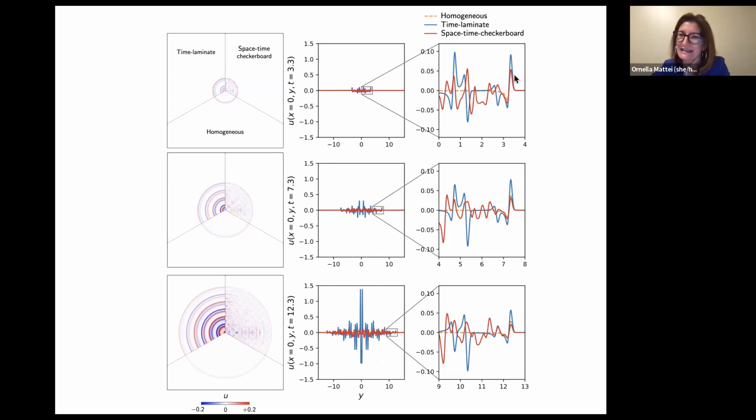Here, though, the intensity of the wavefront will not be exactly the same as in the case of the homogeneous material. It will be a little bit smaller.